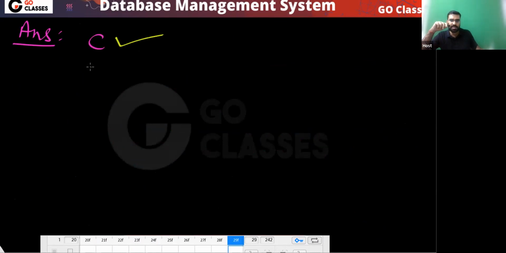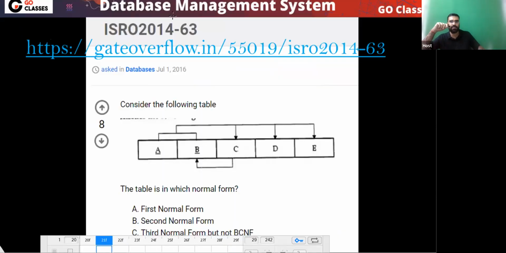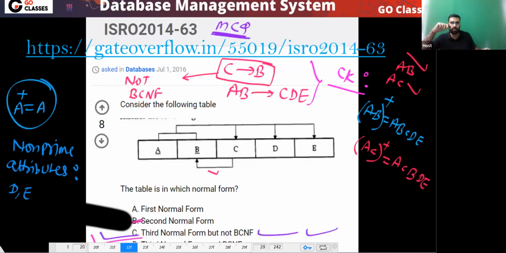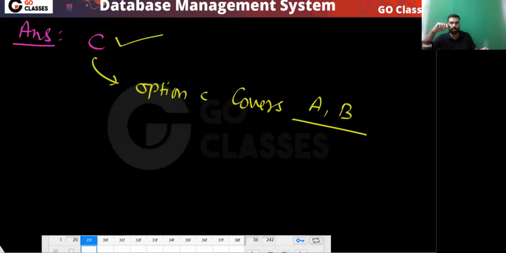Why? Because option C covers option B and option A. Option C covers 1NF and 2NF. Agree or not? So the answer will be only option C. If you choose option B, that will be wrong, because option C covers A and B. That is the reason the answer will be option C.